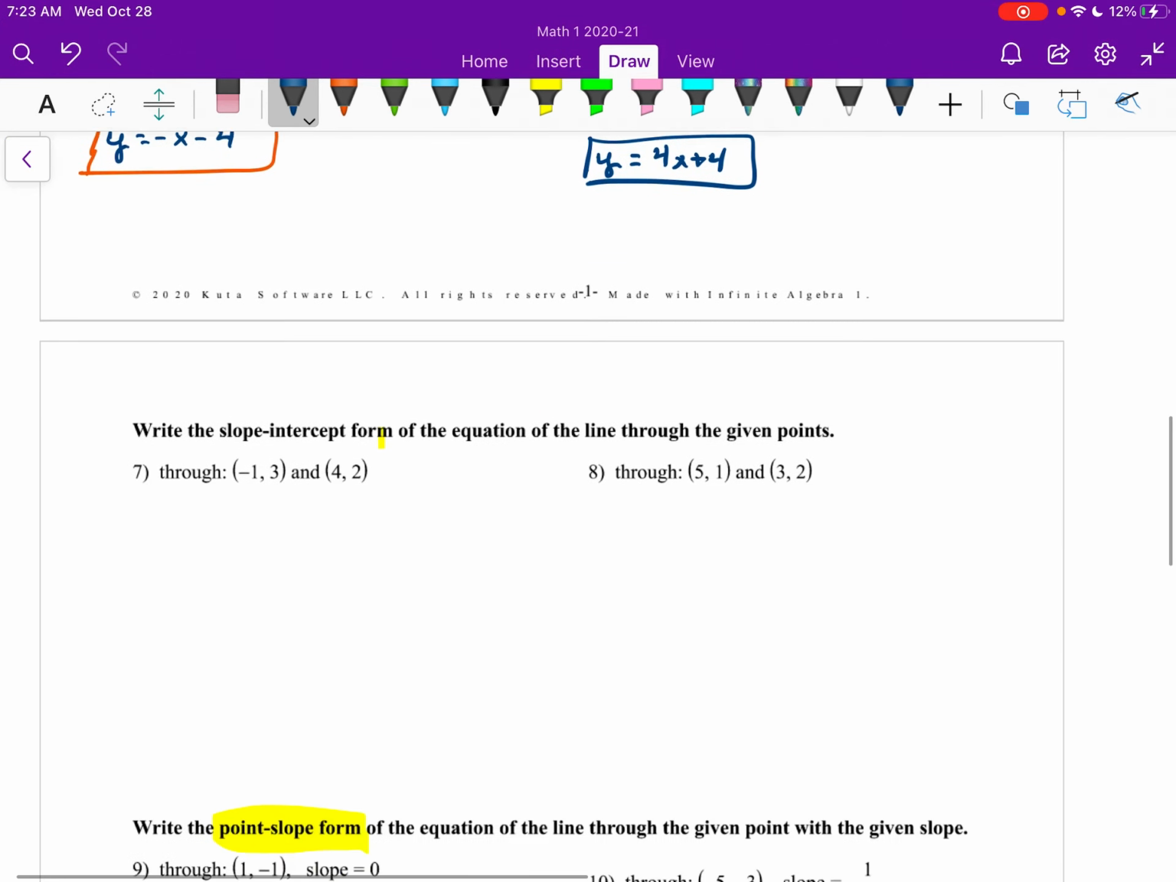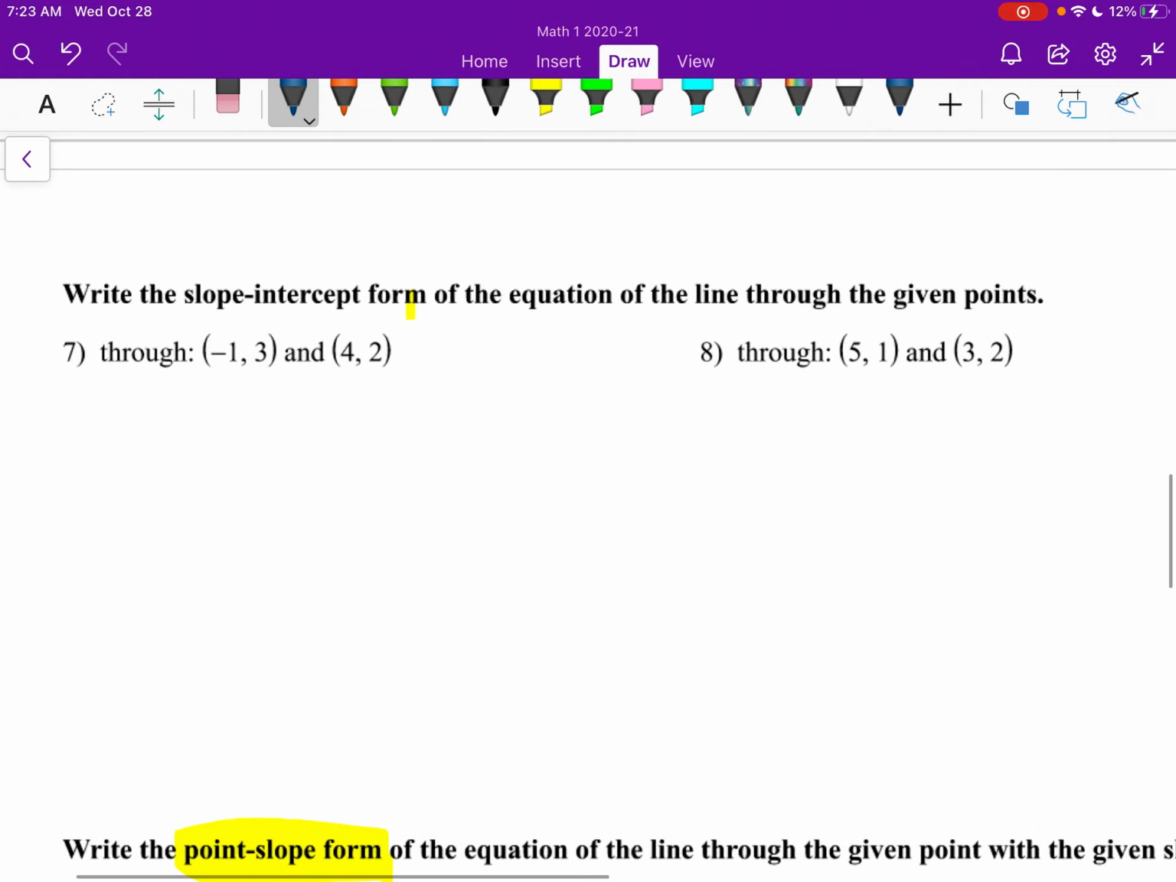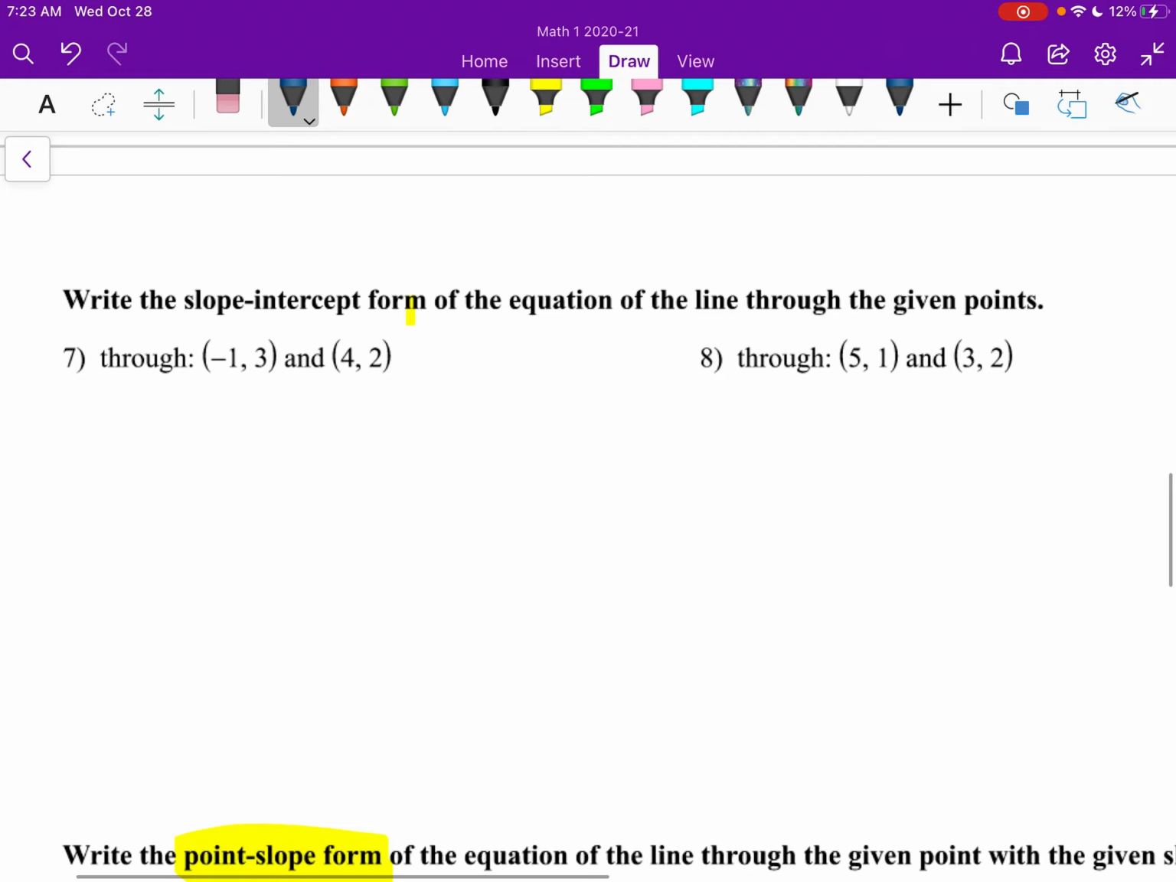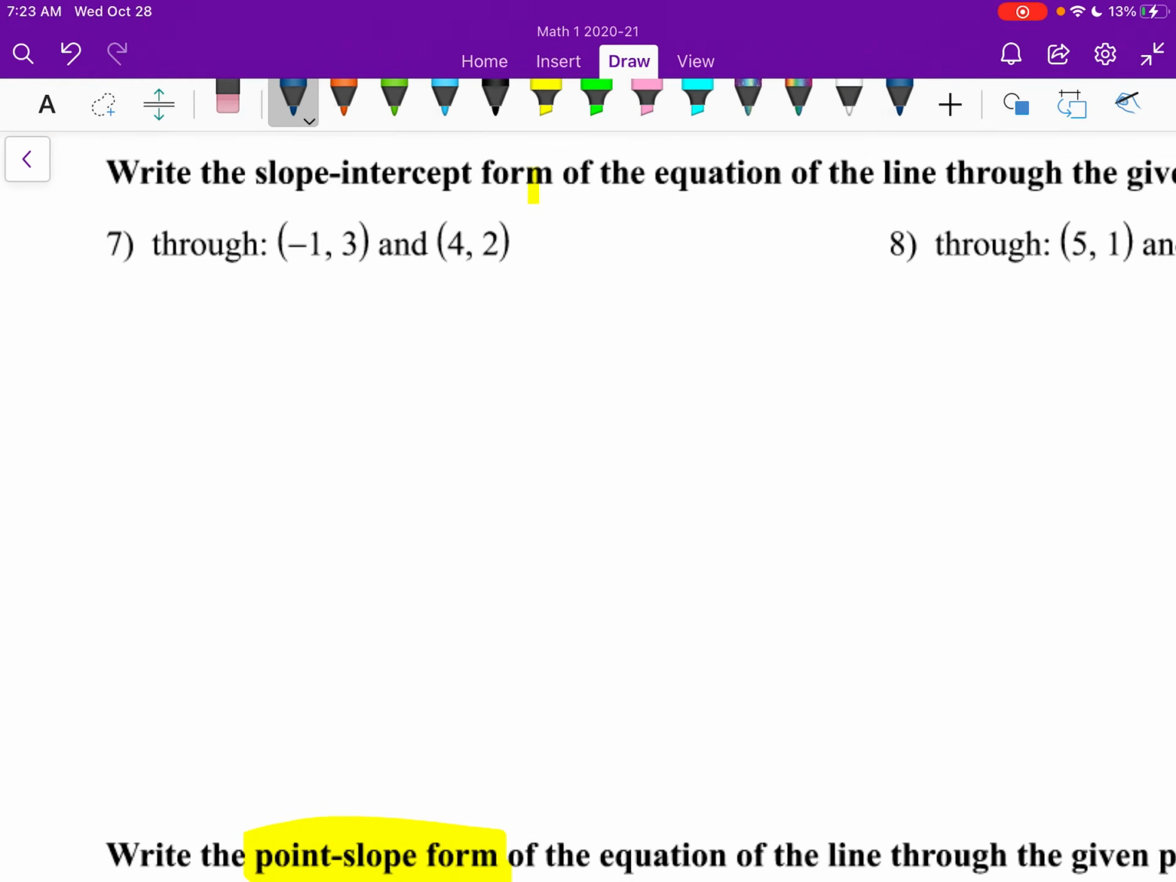All right. The directions here say write the slope-intercept form of the equation, just like last time, only now we have 2 points. So like we did on numbers 3 and 4, we've got to start off by finding our slope. So this is kind of like 2 problems in one. So I'll find my slope. I'm going to have 2 minus 3 over 4 minus negative 1. Well, the double negative there turns into positive. I'm going to have negative 1 over 5. That's my slope.